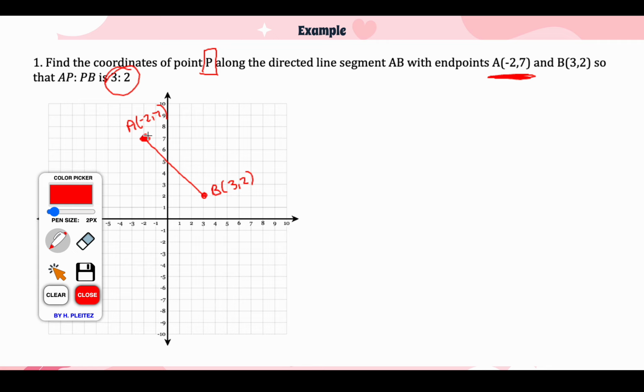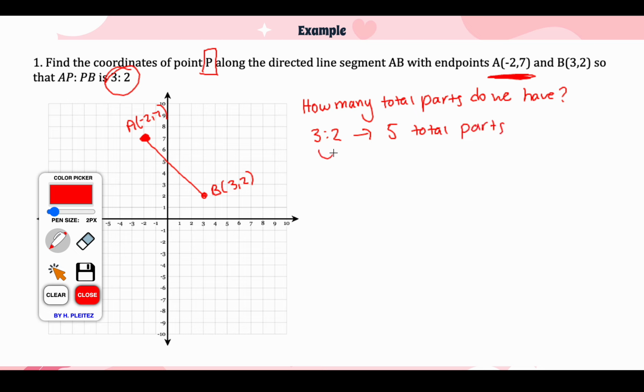So we first want to figure out how many total parts the line is being broken into. If the ratio is 3 to 2, what that means is that there are 5 total parts. We get that just by adding these two numbers up. Whatever this ratio is, if you add these up, you will figure out how many total parts you have. That's important because we want to figure out how much we are actually traveling.